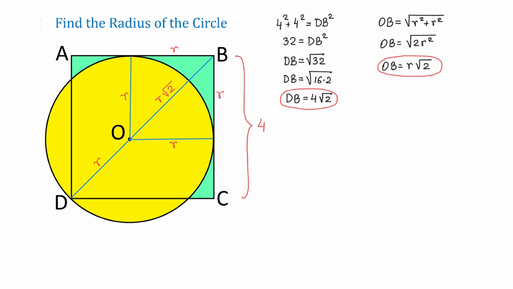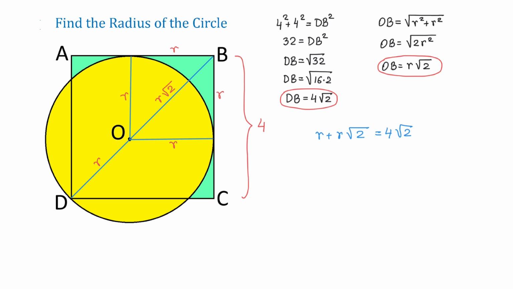So now we have that OD is r, OB is r square root of 2, and DB is 4 square root of 2. So if we add these two expressions, we will get 4 square root of 2. So let's write that r plus r square root of 2 equals 4 square root of 2. So if we solve this equation, we will find the radius.